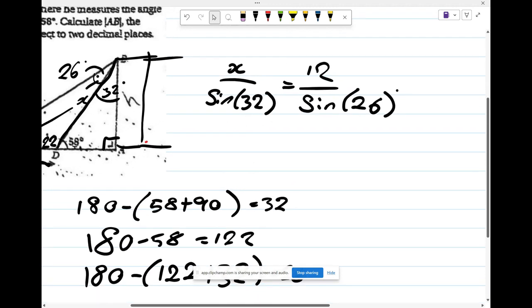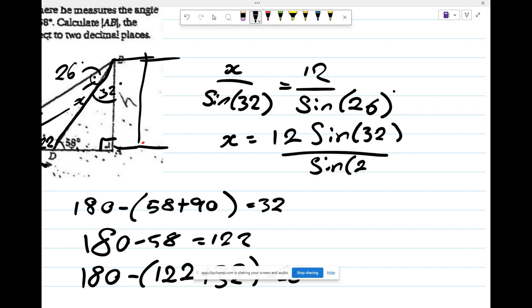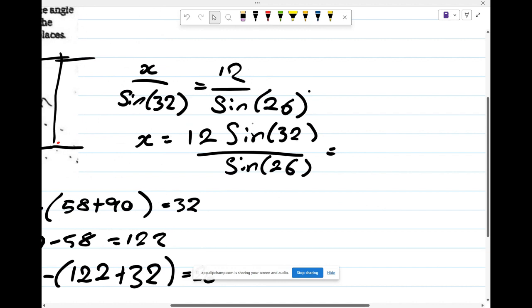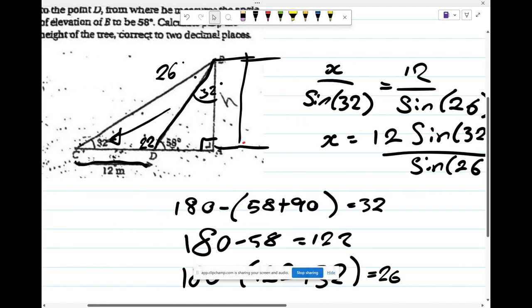So then if we want to find x, we just have to multiply up by sine 32. So x is going to be 12 sine 32 all over sine 26. We put that in our calculator: 12 sine 32 all over sine 26. That will give us 14.5. So we know x here is 14.5, and now we can find h, because we know something about these angles.